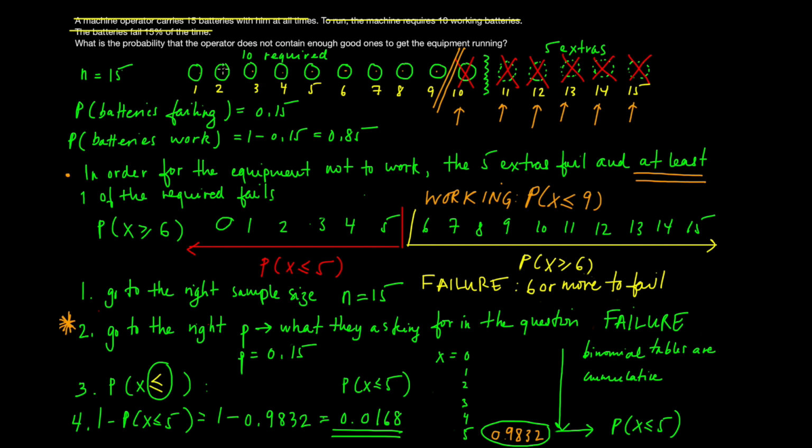I think it's easier to look at the physical batteries. You have 6 or more have to work for the equipment. 6 or more have to fail, I apologize, for the equipment to stop working. Or 1, 2, 3, 4, 5, 6, 7, 8, 9 or less have to work for the equipment to stop working, okay? The idea here with the binomial formula numbers is that it's the same thing that we're looking for, right? Which is this right here.